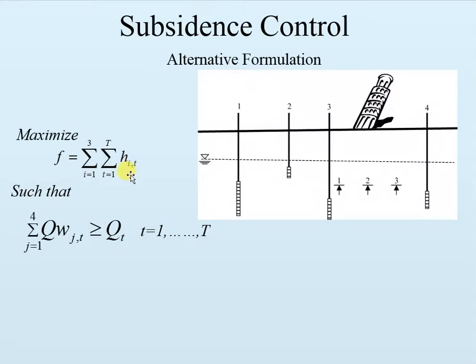And we would like to avoid excess subsidence, but we're going to accomplish that by simply maximizing the sum of the heads, which is an indirect way of saying we'll try to keep the heads as high as possible while meeting the demand for water. It's a different problem, a different way to formulate this would yield a different solution.